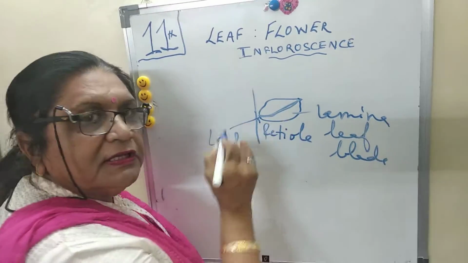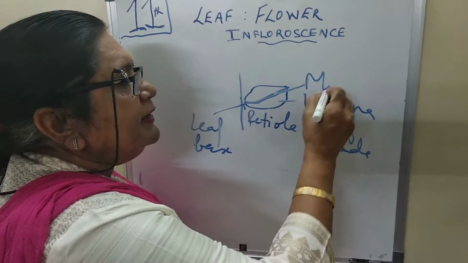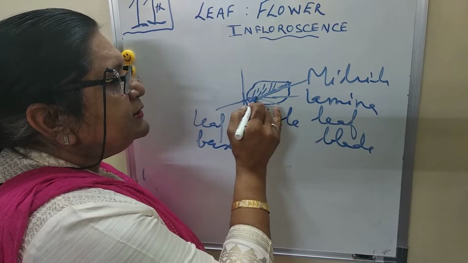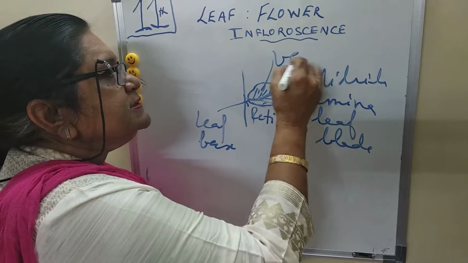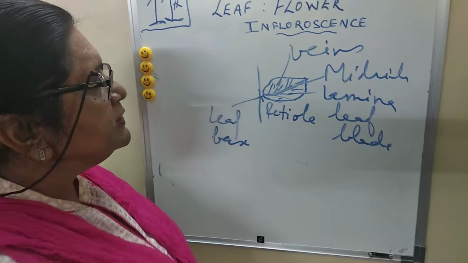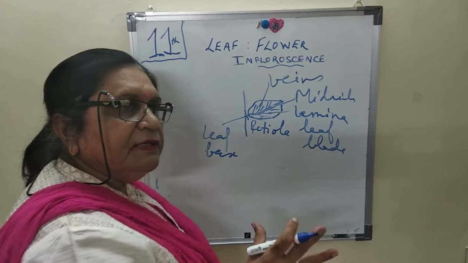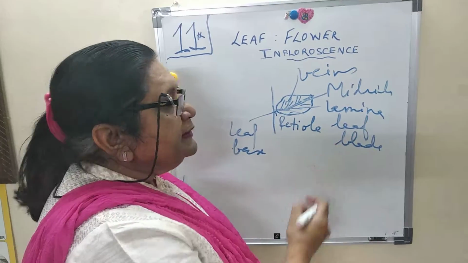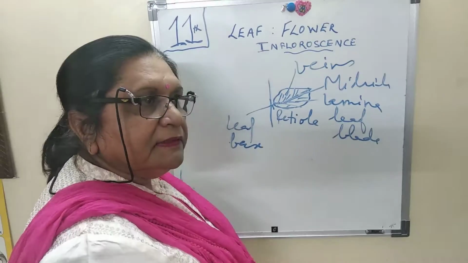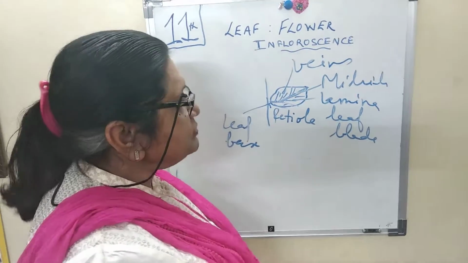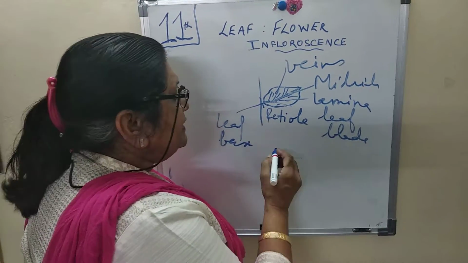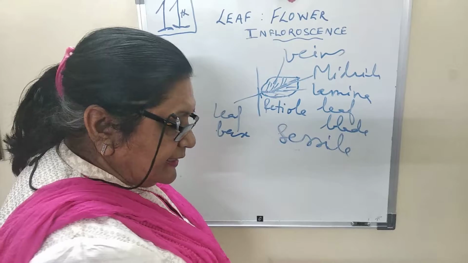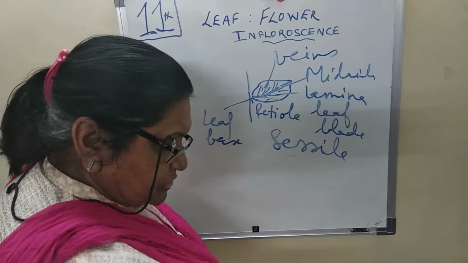Inside there is a central line, that is called midrib. Midrib has veins. So the common structure of the leaf consists of three main things: petiole, the expanded leaf blade or lamina, and leaf base for the attachment. If petiole is absent, then the leaf is called sessile, S-E-S-S-I-L-E.